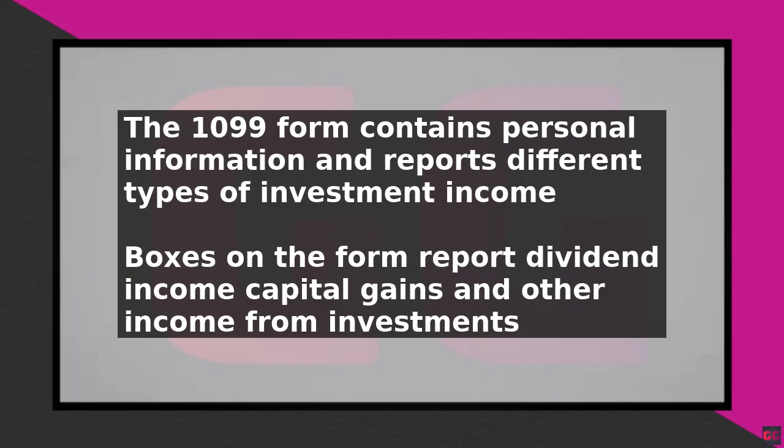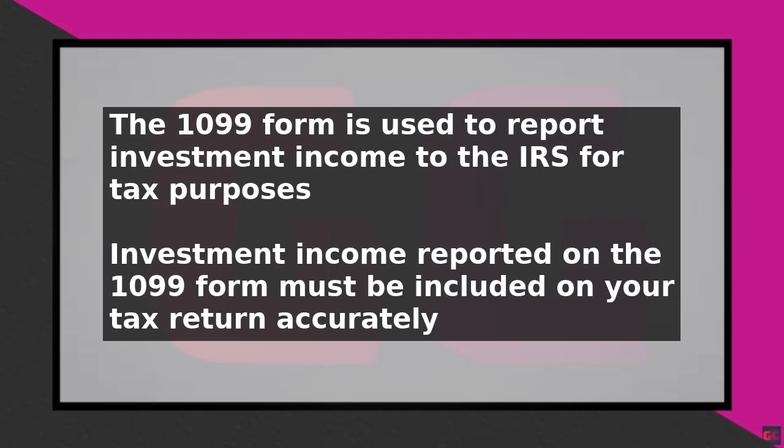Suppose you received a 1099 form from Robinhood with $100 in Box 1 and $500 in Box 2. This means you earned $100 in dividend income and $500 in capital gains from your Robinhood investments in the previous year. It is crucial to report this income on your tax return, as the IRS requires you to pay taxes on investment income. You can use tax software or consult a tax professional to help you with this process.